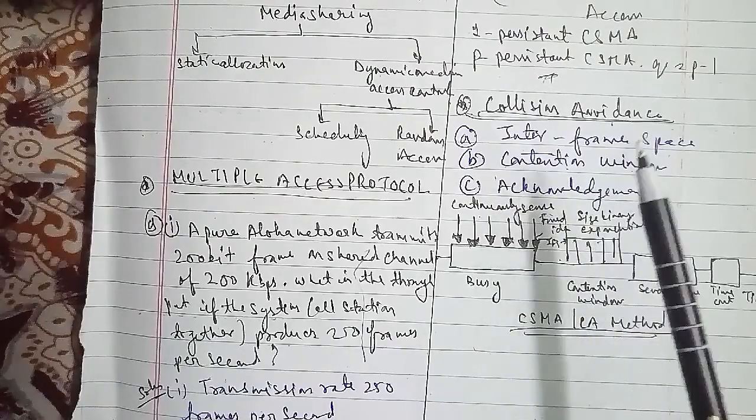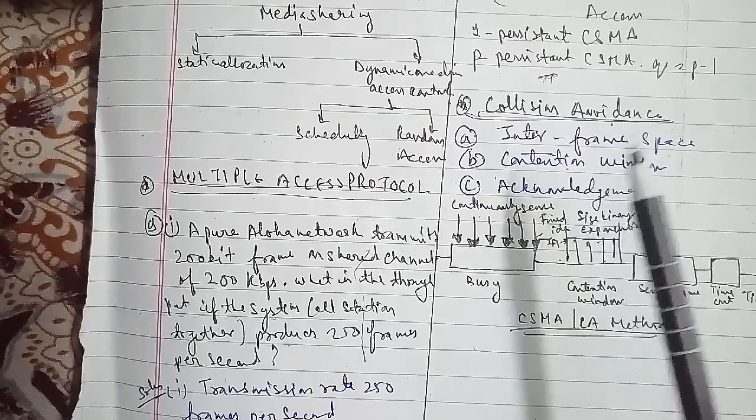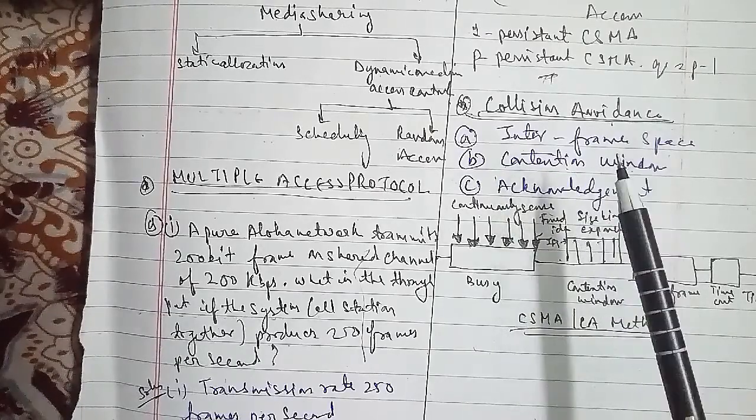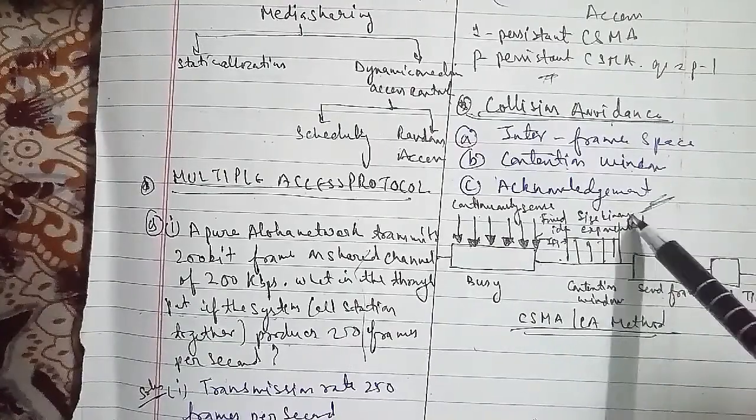Talking about the third one, that is acknowledgement. The data may be corrupted during the transmission, and the positive acknowledgement and the timeout can help guarantee the receiver has received the frame.